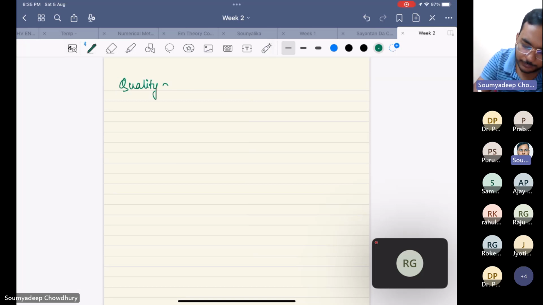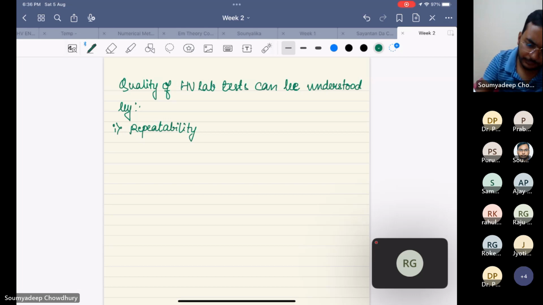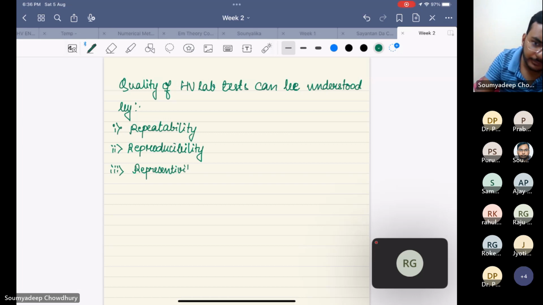The quality of high voltage lab tests can be understood by: number one, repeatability; number two, reproducibility; and number three, representativity. So these are the 3 R's.